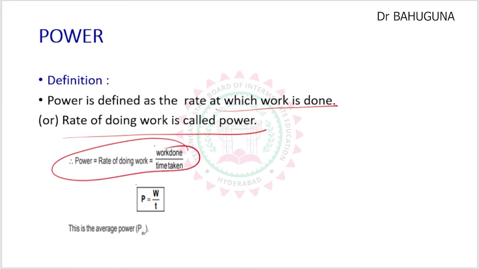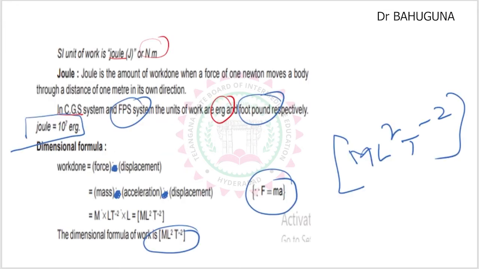And this power is nothing but average power what we calculate. Sometimes people will do the work very fast, the power is more. If they are going slowly, the power is less. So you know motor power 5 HP, 10 HP, that is called power, horsepower. So that is about the power. Power is nothing but rate of doing work.